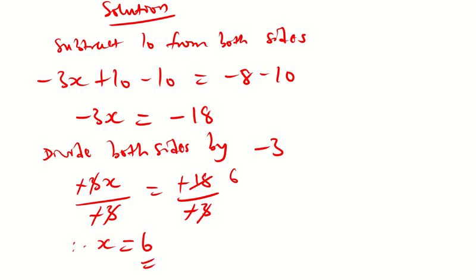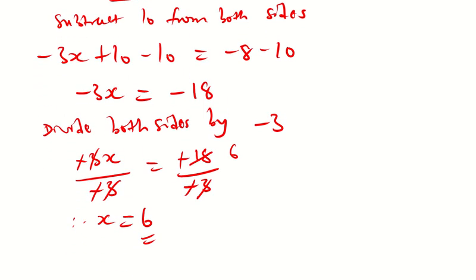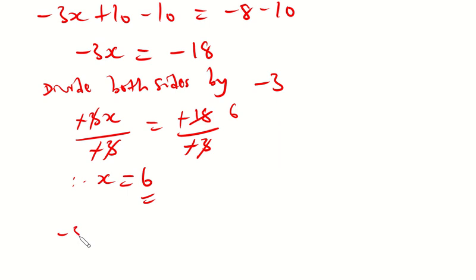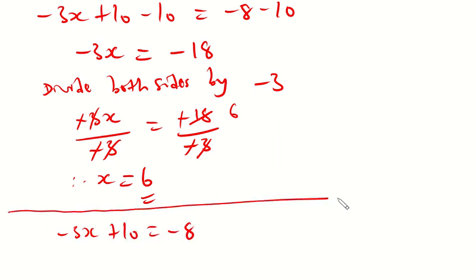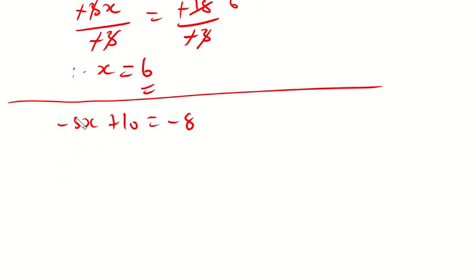But I want to show you another way of solving this question, because actually I can eliminate the unknown here. Let me show you. So the question again is what? Minus 3x plus 10 is equal to minus 8. Another way of solving this. Are you ready? So let's go now.